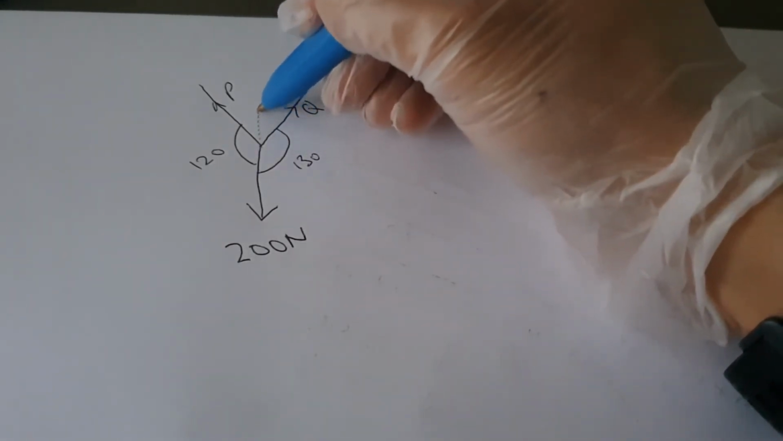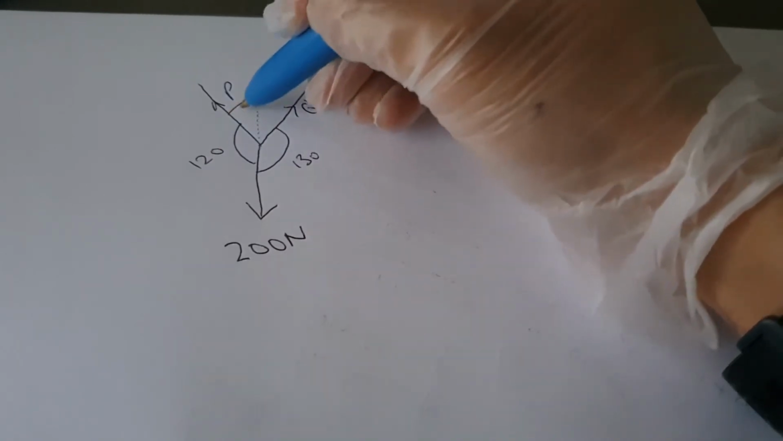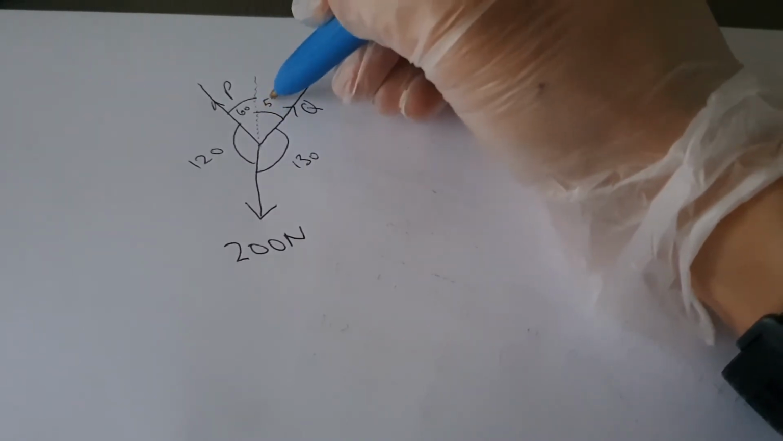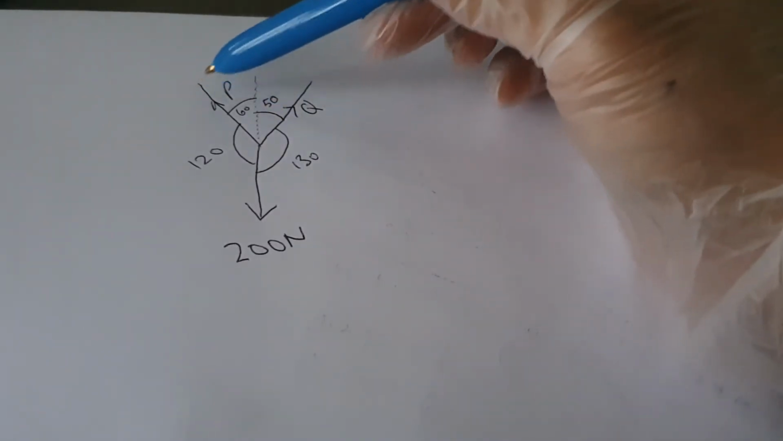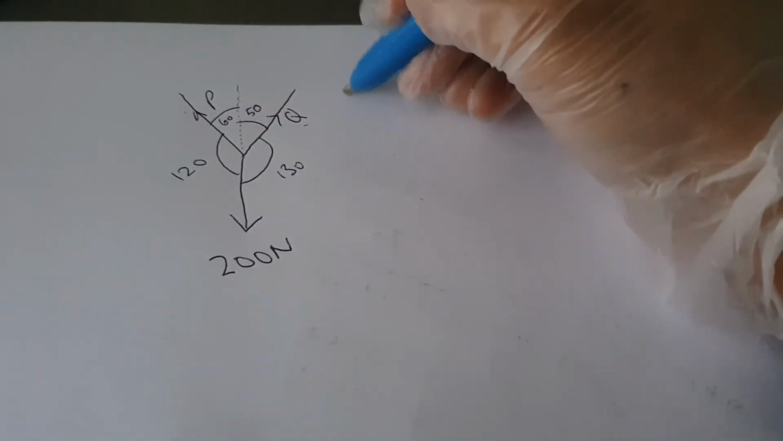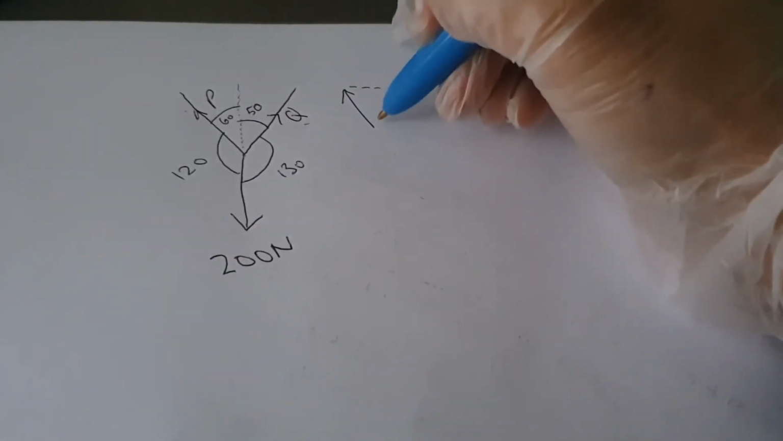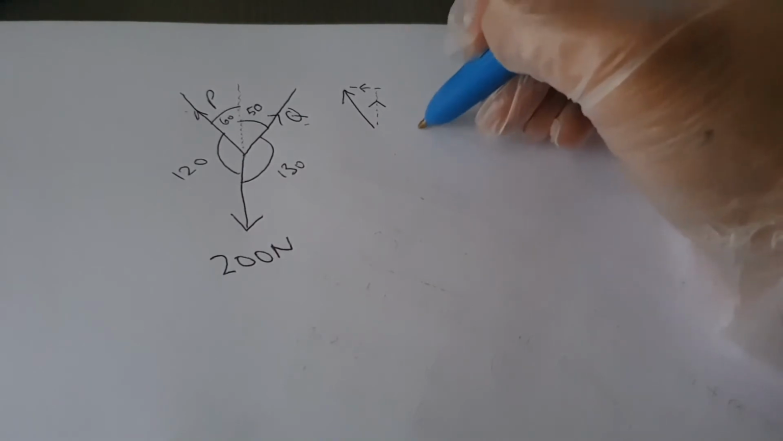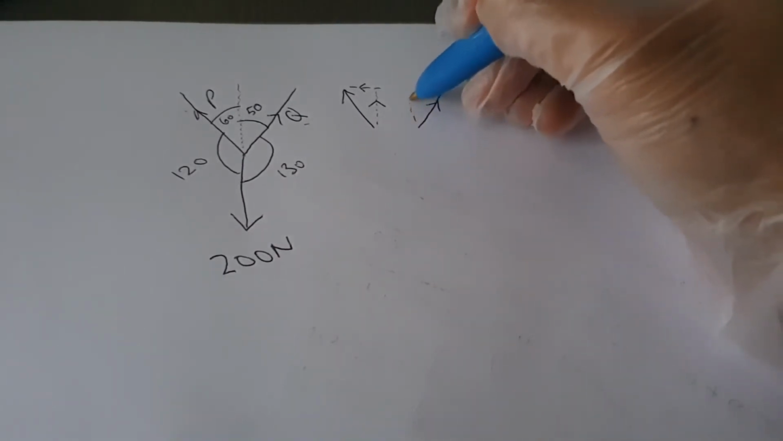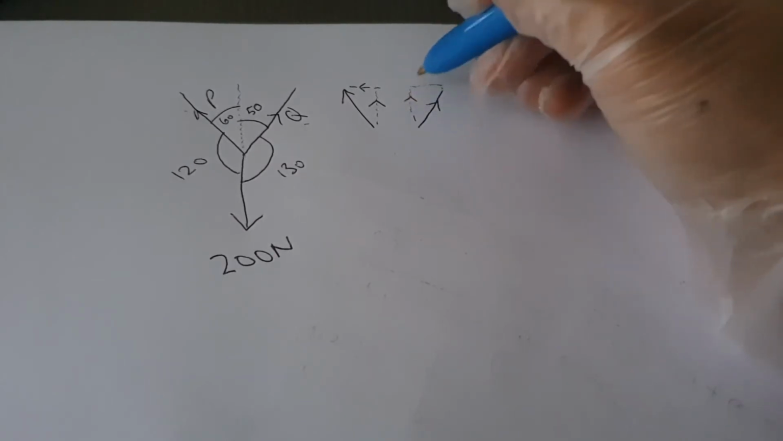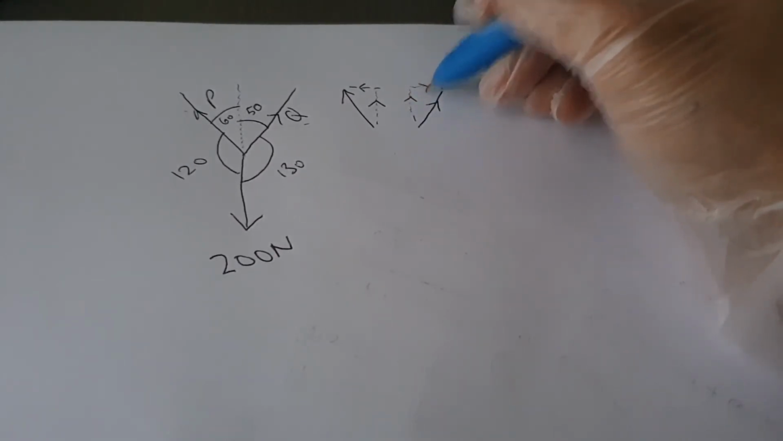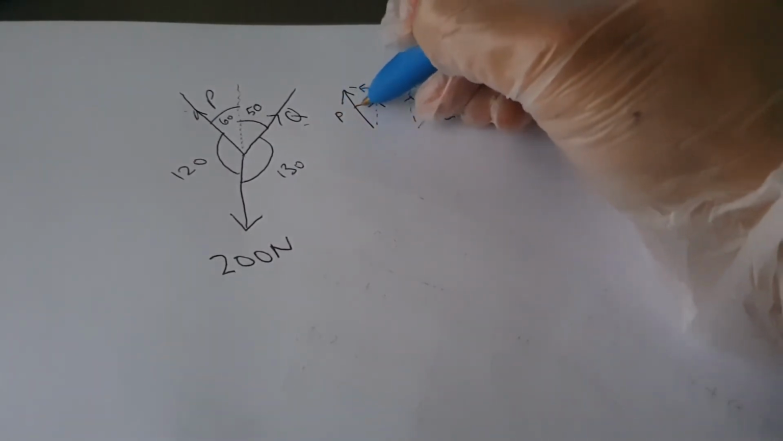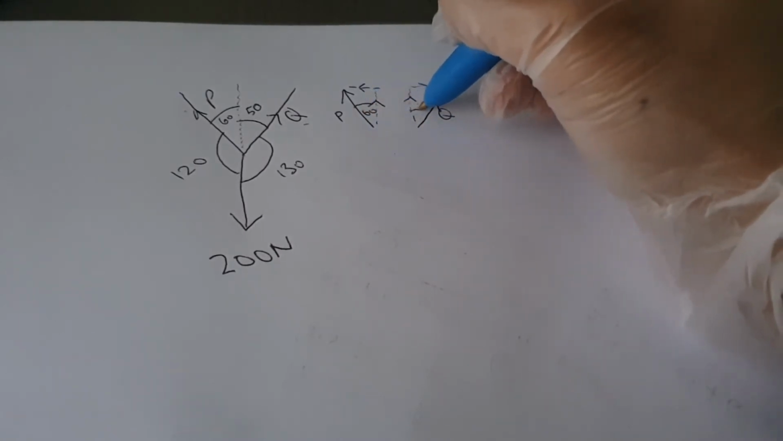So let's work out the angles. So this angle is going to be 60 because straight lines add up to 180. You know that this angle is going to be 50. Right, so you've got two forces, P and Q, and P can be separated into its components. And Q can be separated into its components. So here we have P and Q. This is 60 and this is 50.